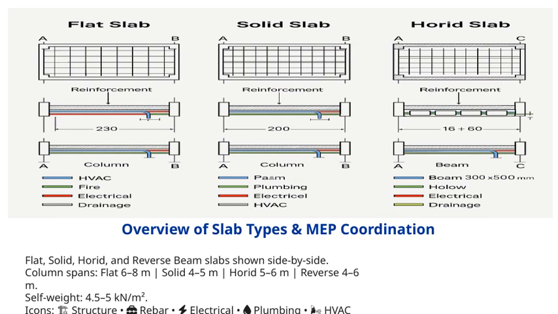You'll notice their column spans vary from 4 to 8 meters, and their self-weight ranges between 4.5 and 5 kilonewtons per square meter. Throughout the presentation, we'll also look at icons representing structure, rebar, electrical, plumbing, and HVAC considerations. Let's dive in and see how these elements come together in our projects.